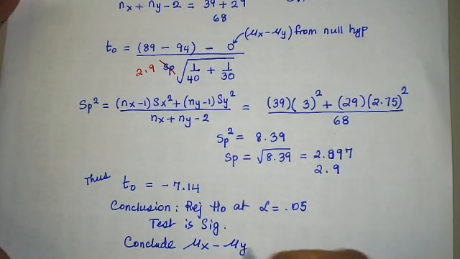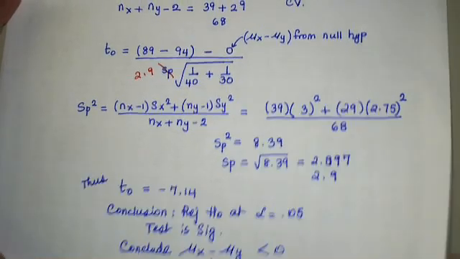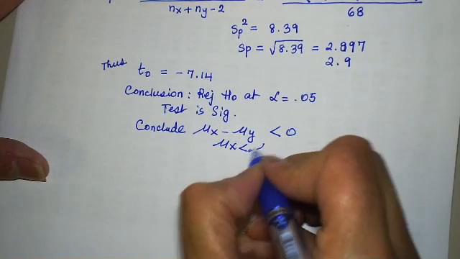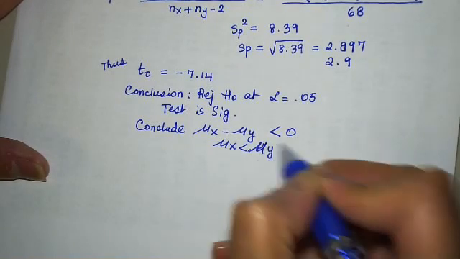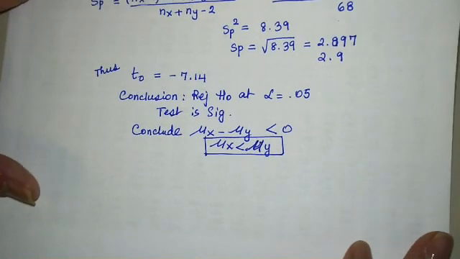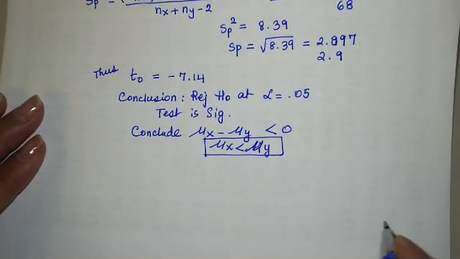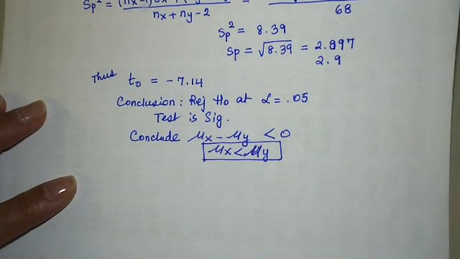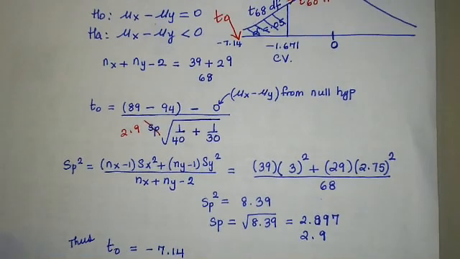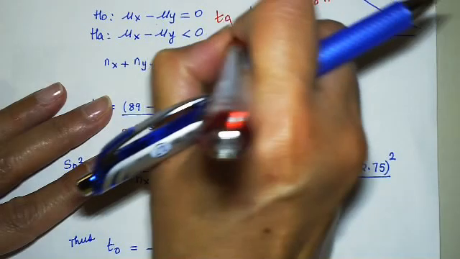So conclusion, reject H naught at alpha equals 0.05. The test is significant, and we conclude that mu x minus mu y is less than 0. That means mu x is less than mu y.